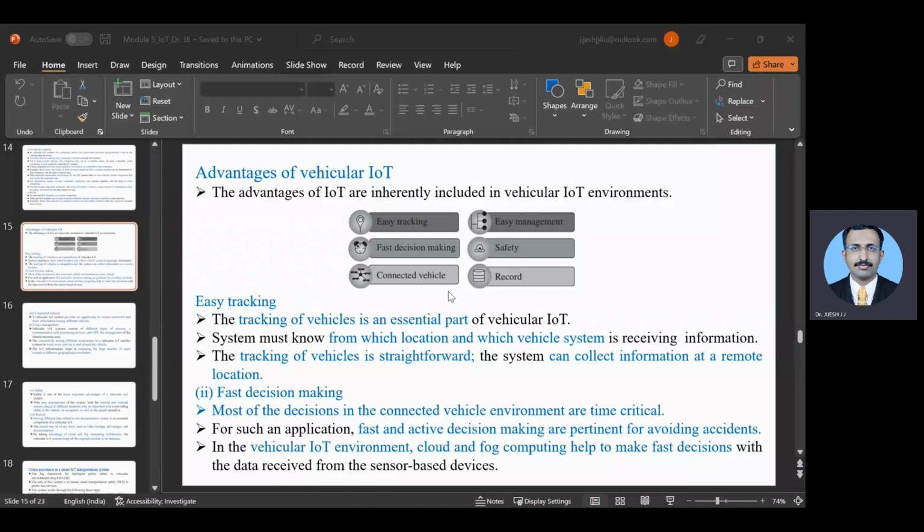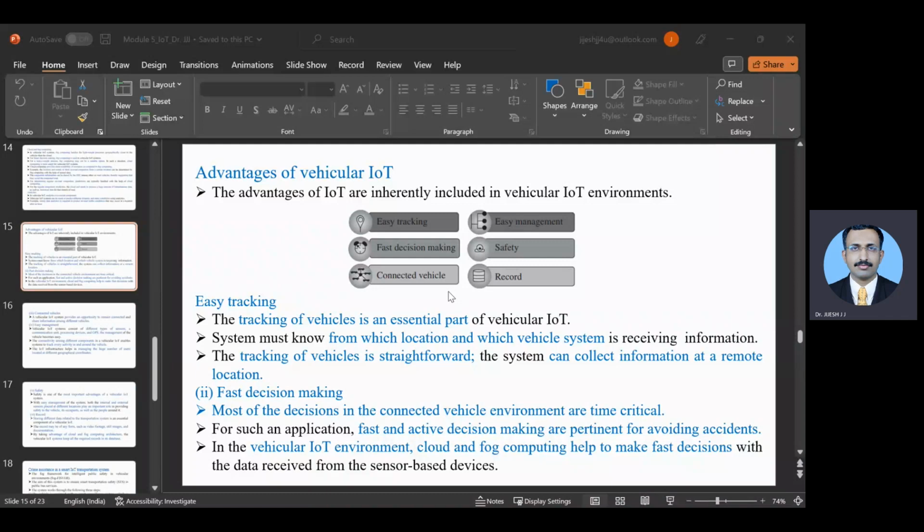In the previous class we have studied the sensors connected to each other, the accumulation of information from inside the car and outside the car, internal and external sensors. We have also seen the different communication mechanisms to transmit the information. Now, what are the applications and advantages associated with it? The first one is easy tracking. What do you mean by tracking?